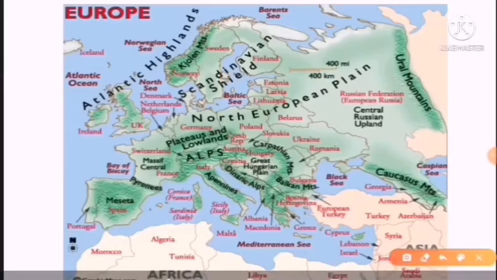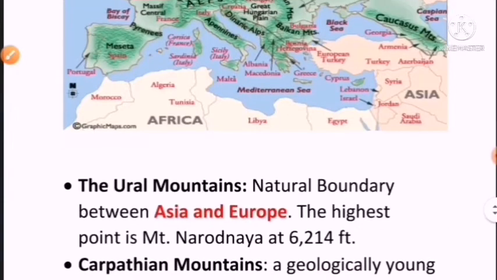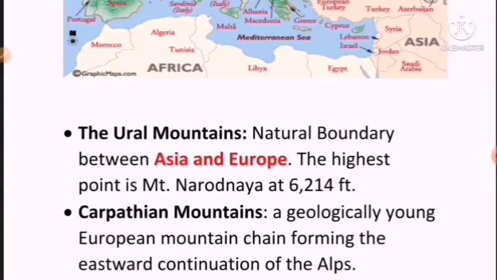We'll start with the Ural Mountains. So you can locate these mountains in the map here. Now these Ural Mountains are the natural boundary between Europe and Asia. Okay, so this is very important. It is a common question in most of the exams, as which of the following mountains is the natural boundary between Europe and Asia. The highest point is Mount Narodnaya, which is at 6,214 feet.